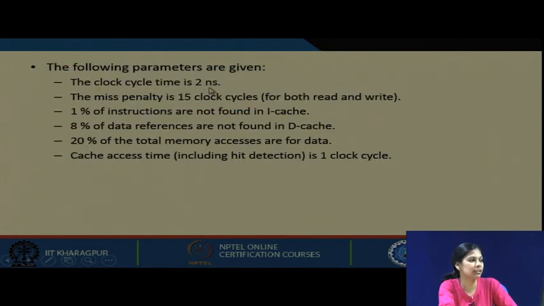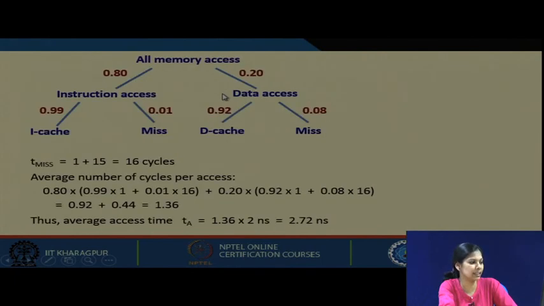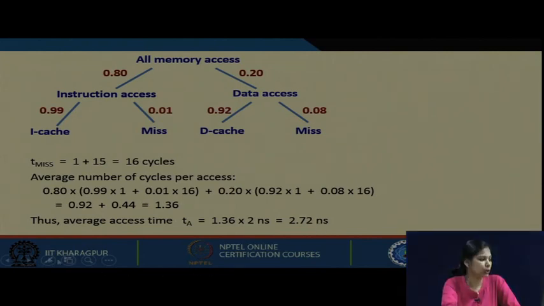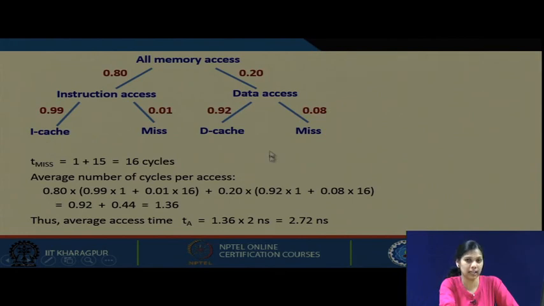Now, what is the clock cycle time? It is 2 nanoseconds. So the average access time will be the average number of cycles per access multiplied by 2 nanoseconds. So we are getting 2.72 nanoseconds. In this example, we have seen what happens when there is a miss, what happens when data is found in cache, and now the cache is divided into two different levels. One is I cache, which is instruction cache, another is D cache. So when you have two different caches, the calculation will be made in this particular fashion.